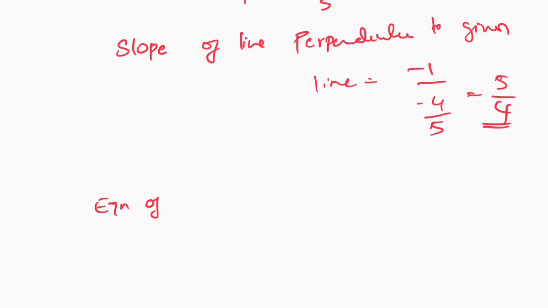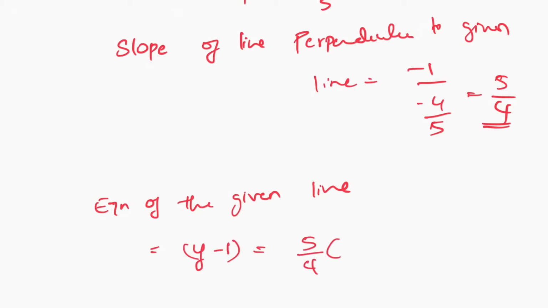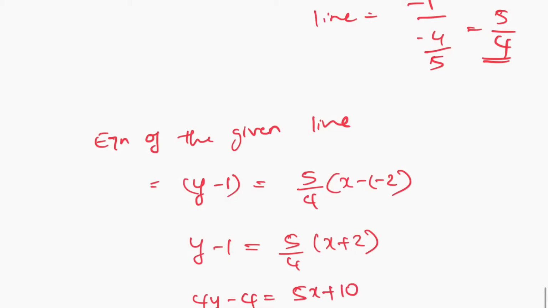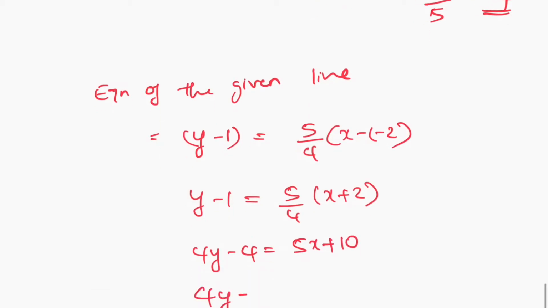So equation of the line: y - 1 = 5/4 (x - (-2)), that is y - 1 = 5/4 (x + 2). 4y - 4 = 5x + 10. So what you get? 4y - 5x = 14. This will be the equation of the given line.